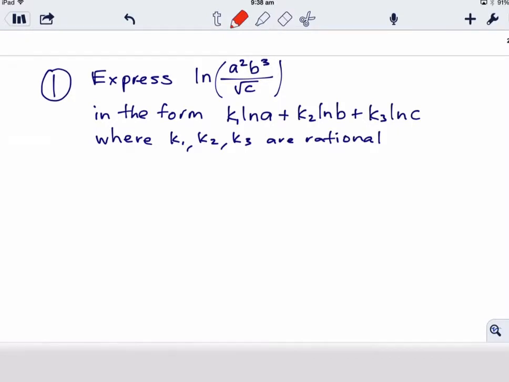Express ln of a squared b cubed over root c in the form k1 ln a plus k2 ln b plus k3 ln c, where k1, k2, k3 are rational numbers. So that's using your log laws to break that down, and understanding your log laws, how to come up with an expression that looks like this. So the first question on the video is to try that one.